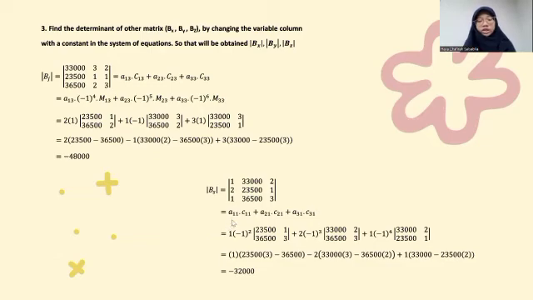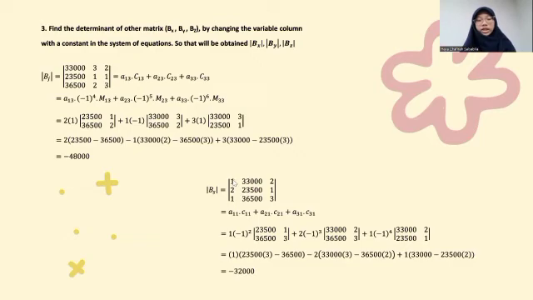So we change the second column like this, and we find the determinant using the minor cofactor, where we use the first column. We have A11 times C11, A21 times C21, and A31 times C31. So we use the first column for the cofactor.